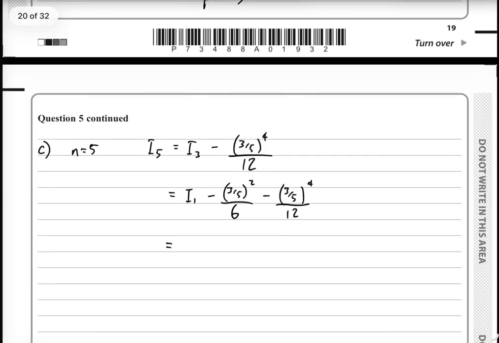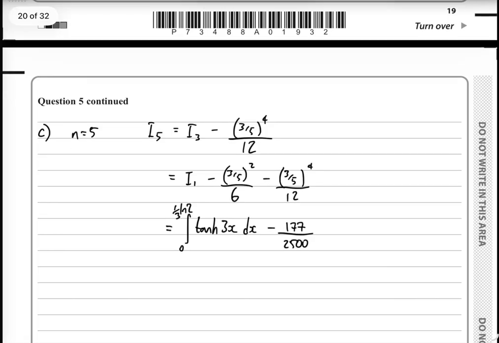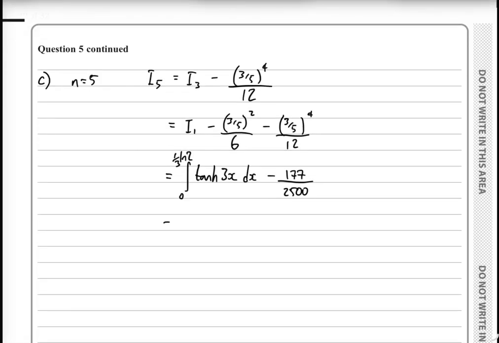And then I1, I just have to put that back into the original. What's that, a third log 2 of tanh 3x. So the power there is a 1, because now I've got n as 1 there. And we'll just have to do that. But I'm pretty sure that's in the formula booklet. And my calculator tells me this is 177 over 2500. Having checked the formula booklet, it is in there. That is a log cosh 3x. And then we need a third in there. And this is going from 0 to a third log 2.